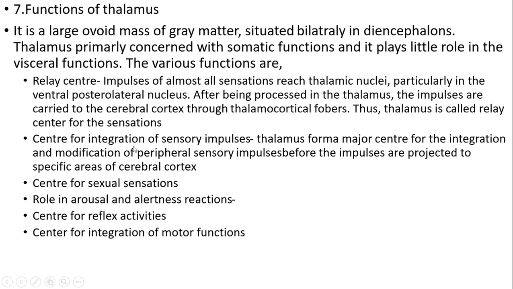Second, center for integration of sensory impulses. Thalamus forms a major center for integration and modification of peripheral sensory impulses before the impulses are projected to the specific areas of cerebral cortex. Then center for sexual sensations, role in arousal and alerting reaction, center for reflex activities, and center for integration of motor functions.